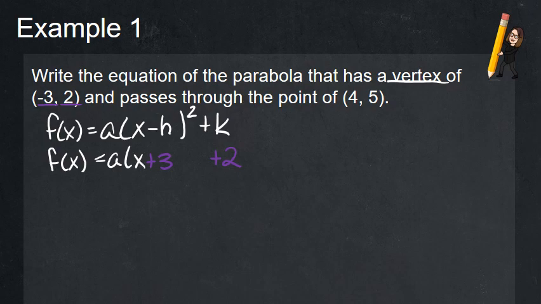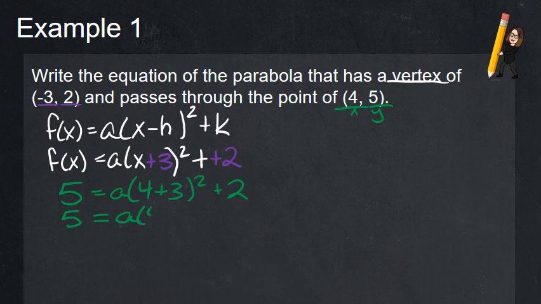Then I need to find my a value. So to find my a value, I need to use the given point. I have an x and a y coordinate. If I plug in 5 for y, and I plug in 4 for x, now I can see the only variable I have left is a. So if I calculate, I end up with 7 squared, which would be 49.